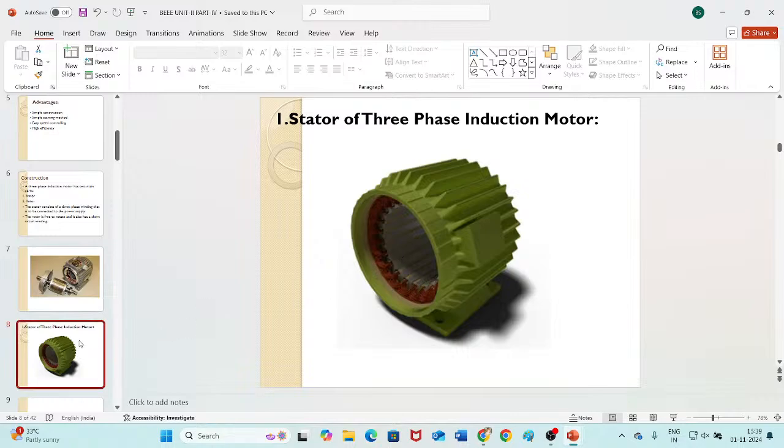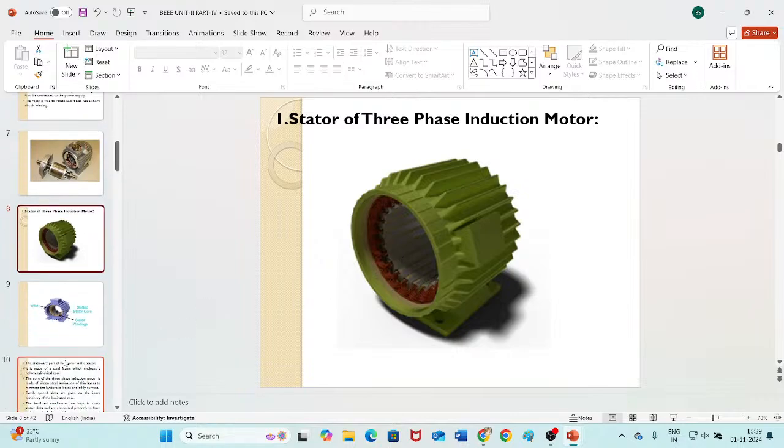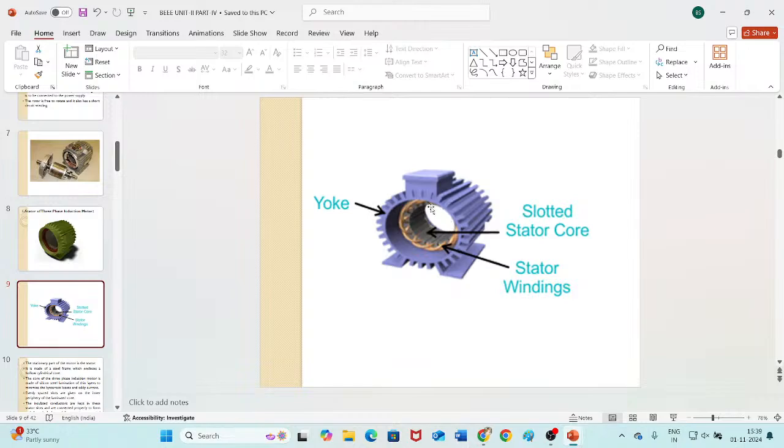Lamination means thin sheets are taken. You can see this is also the stator core. Here, along with the stator windings, you can see the core. Similar to the thin laminations I showed you for the transformer just now, here thin laminations are placed one over another to form this core.